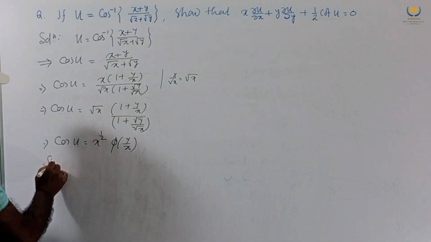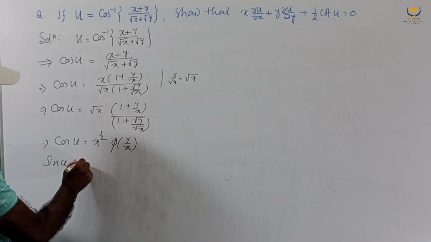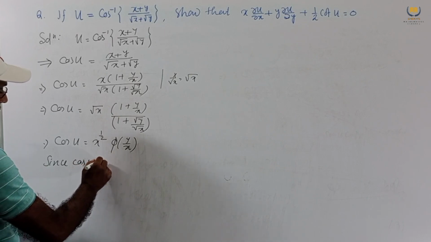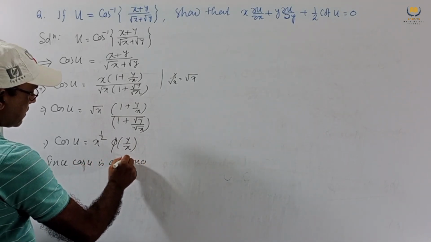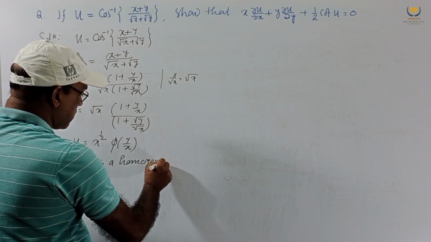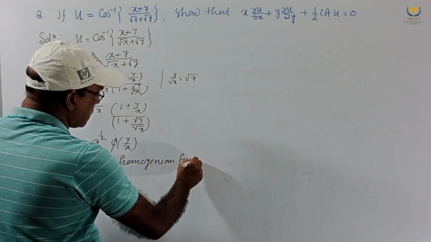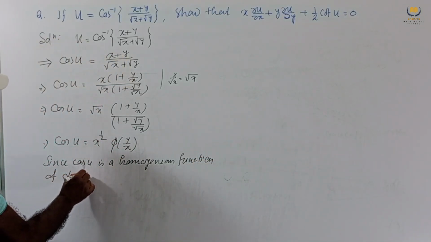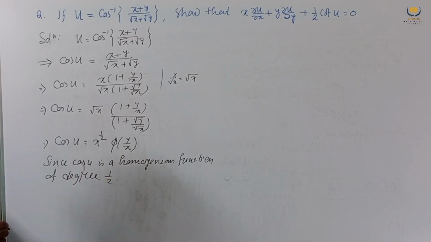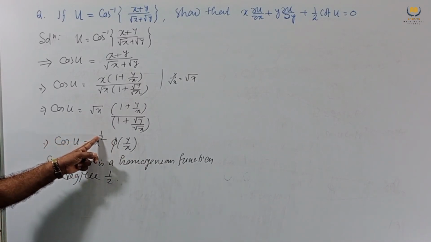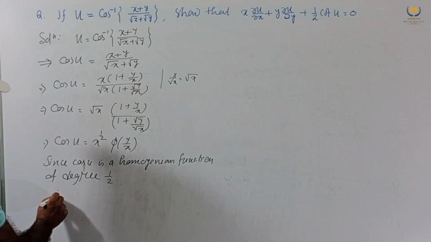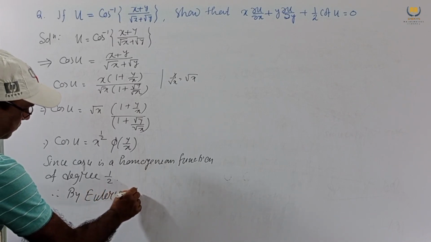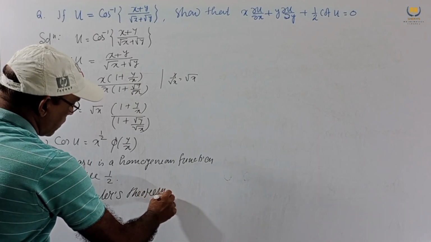So since cos u is a homogeneous function of degree 1 by 2, this power of x is 1 by 2, so the degree is 1 by 2. Therefore, by Euler's theorem, we have.